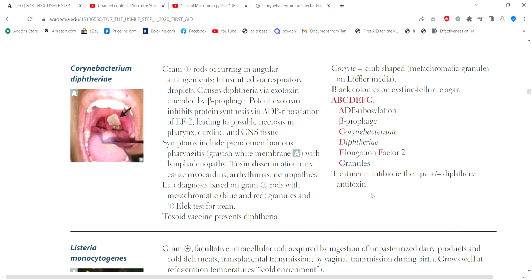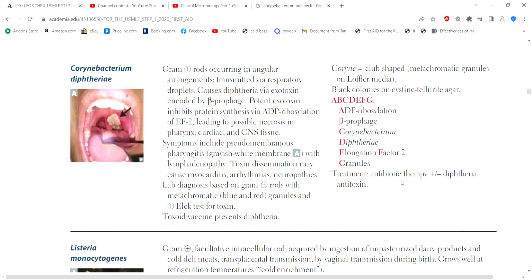Now the treatment is antibiotic therapy with or without diphtheria antitoxin. So once you have it, you are given antibiotics, and you can either be given antibiotic therapy with or without the diphtheria antitoxin. So remember, exotoxins released by diphtheria will cause inhibition of protein synthesis, and because of this, the throat cells are going to die and make a pseudomembrane, which is that whitish appearance in the throat, and the pseudomembrane happens because of the necrosis.